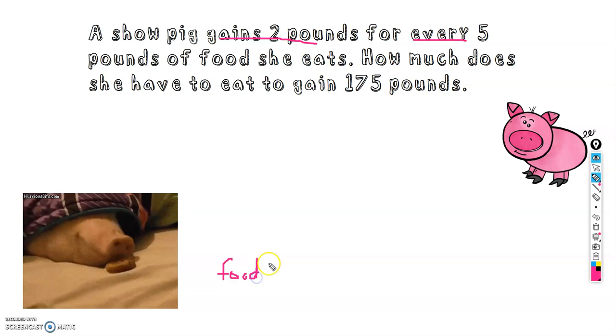And we said 5 pounds of food, that when she ate 5 pounds of food, she gained 2 pounds. So I'll do pounds right here, and this is for the gain. Maybe I'll do a G to remind myself this is her gain. She gains 2 pounds. Let's look at the rest of the problem. How much does she have to eat to gain 175 pounds? So again, this is my gain, pounds of gain, so I'll do my 175 on the top. And then I don't know how many pounds of food she has to eat. That's the question. I'm not sure.